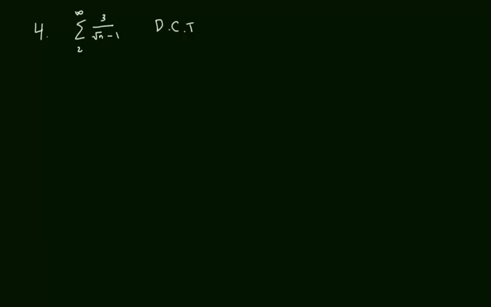Number 4, the series from 2 to infinity, 3 over square root of n minus 1. Please prove whether this converges or diverges using the direct comparison test, pressing pause before revealing the solution.